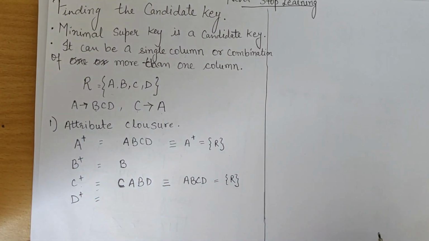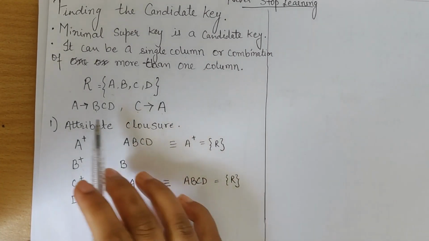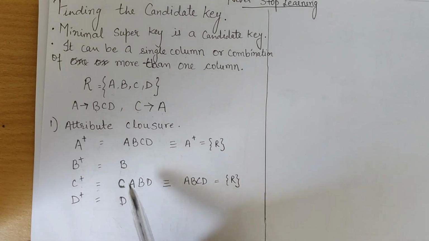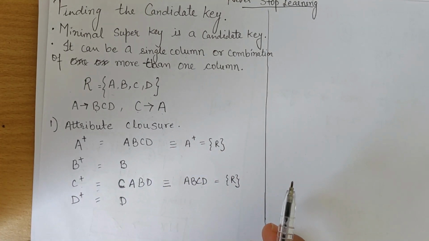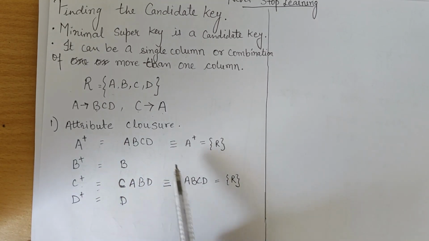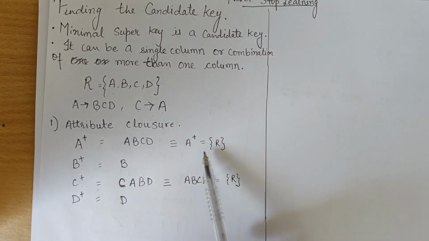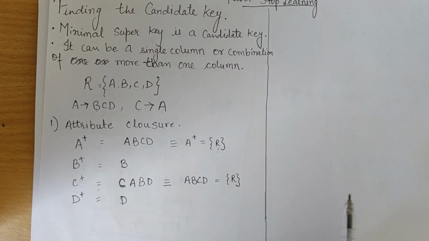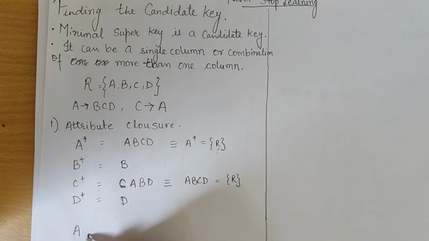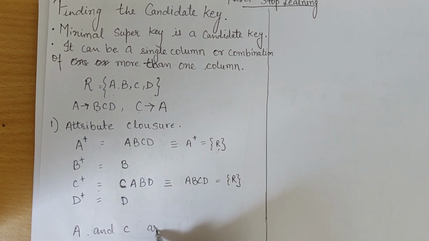Now let's compute the closure of D. First thing, D determines D, no problem in that. Is there any dependency on D here? No. So D and B are two attributes which are not able to determine anything other than themselves. And A and C are the attributes which have the power to determine the entire relation. That means A and C can uniquely determine R. So for this question we can say A and C are the candidate keys.